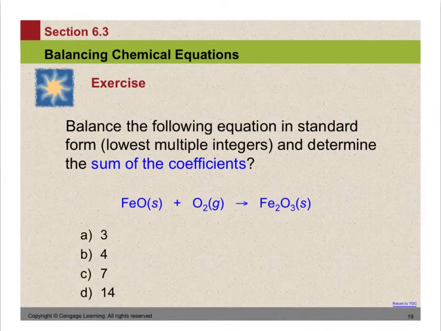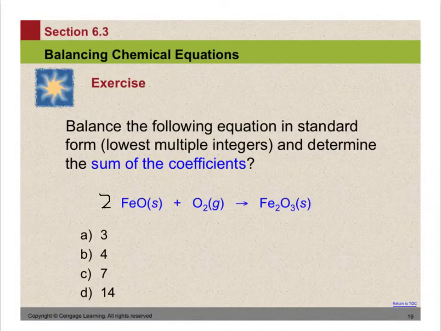So here we want to find our lowest coefficients and determine the sum of those. So we count our number of irons and count our oxygens. Well, we notice we only have 1 iron on the left and 2 on the right. So now we need to have 2 FeO. But because we did that, now we changed our oxygen count. So if we look again, now we have 4 oxygen on the left and 3 on the right.